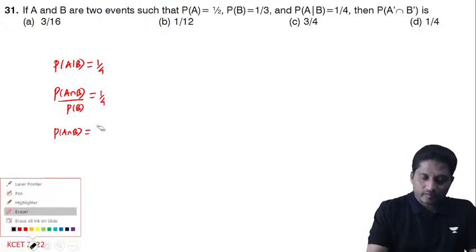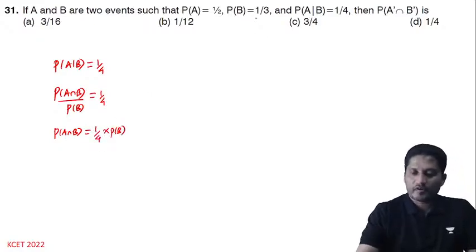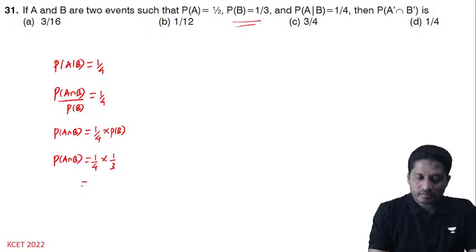So this is 1 upon 4 into P of B. P of B is 1 upon 3. Now P of A intersection B is 1 by 4 into 1 upon 3. So this is 1 upon 12.